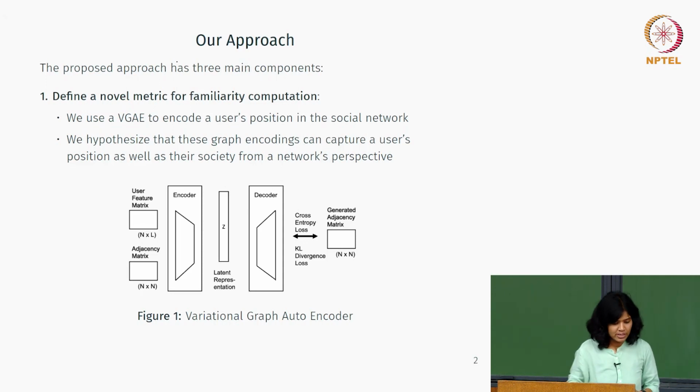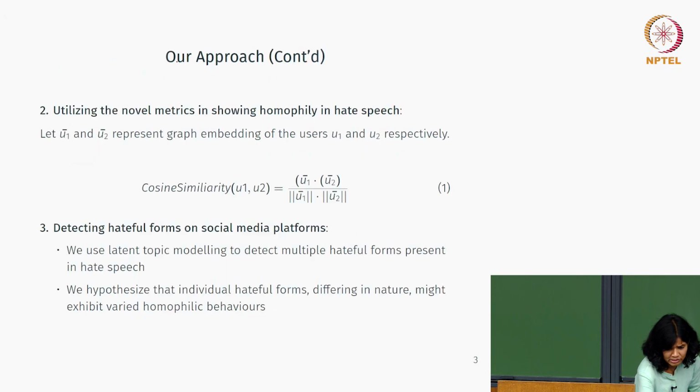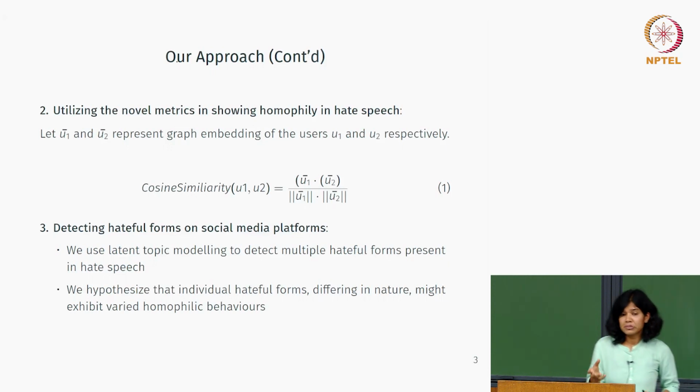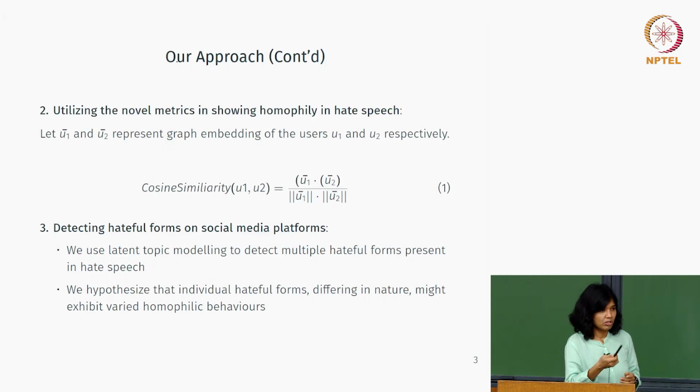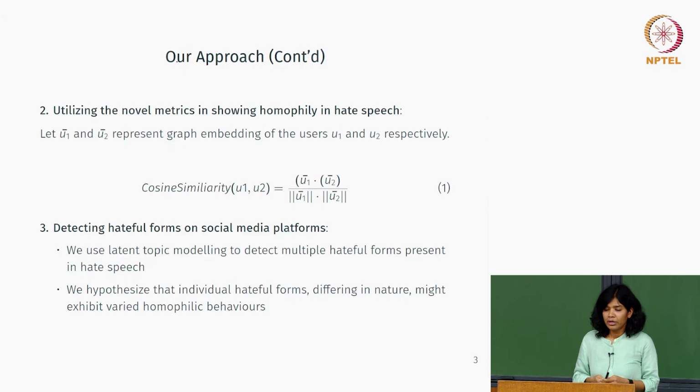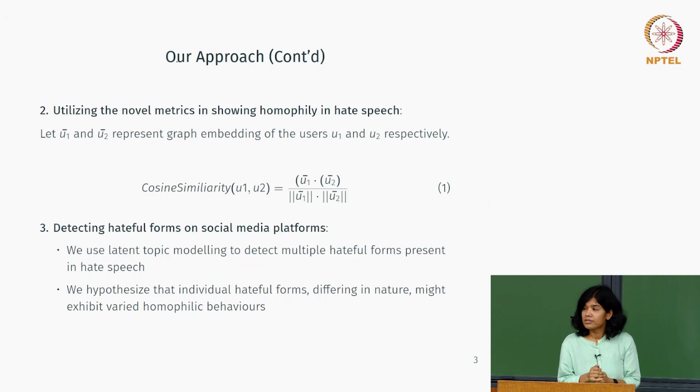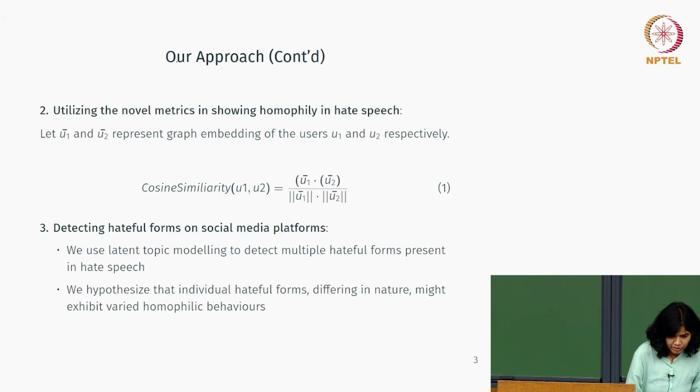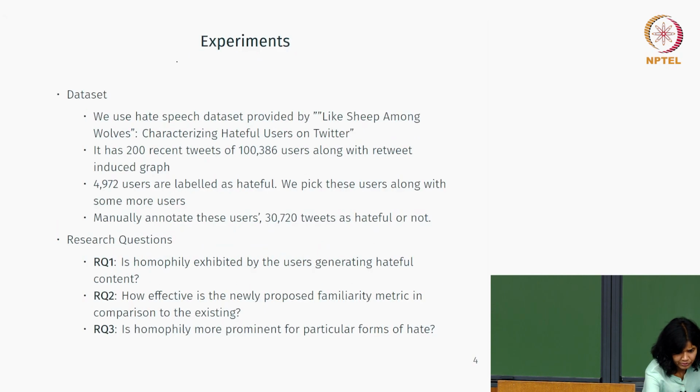So what we are saying here is to do the same thing: get the representation of a user using your graph, the social network, and then do the cosine similarity between two users to get the familiarity between two users.